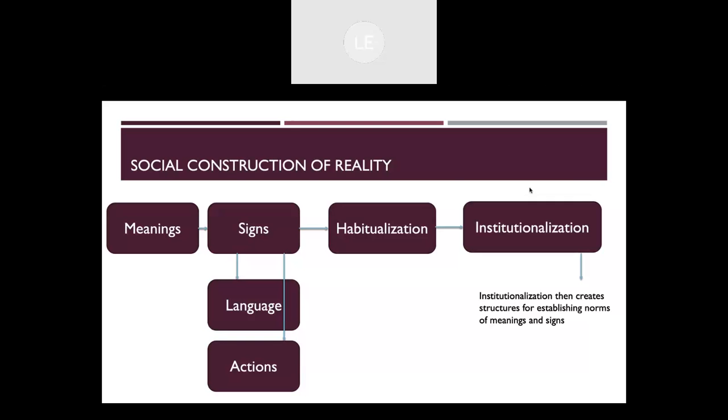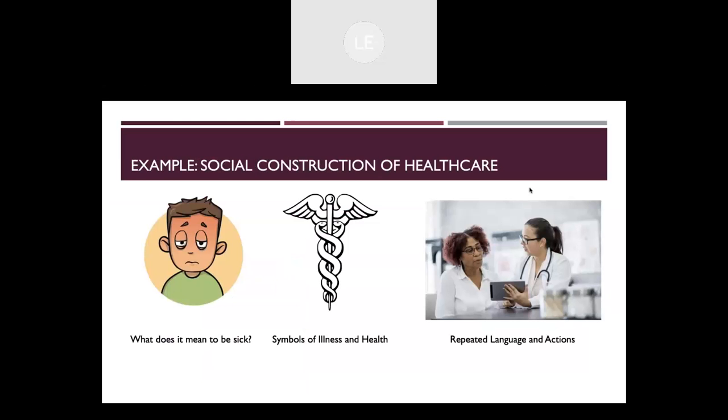So this is the institutionalization of our meanings and our symbols and our language and our actions. And that is the social construction of reality. Here is an example. The social construction of healthcare. There are many meanings for what it means to be sick.